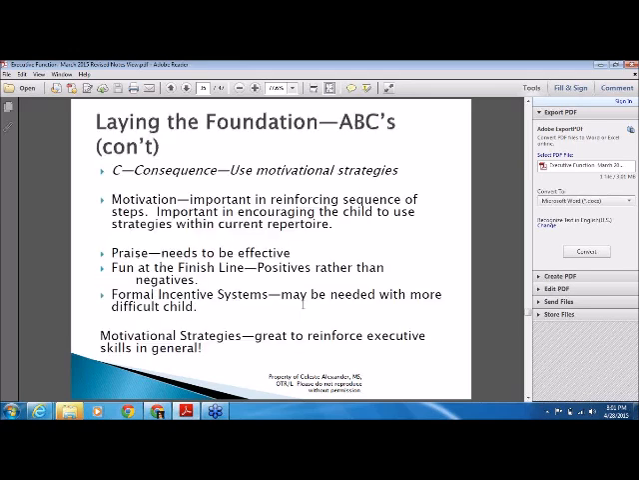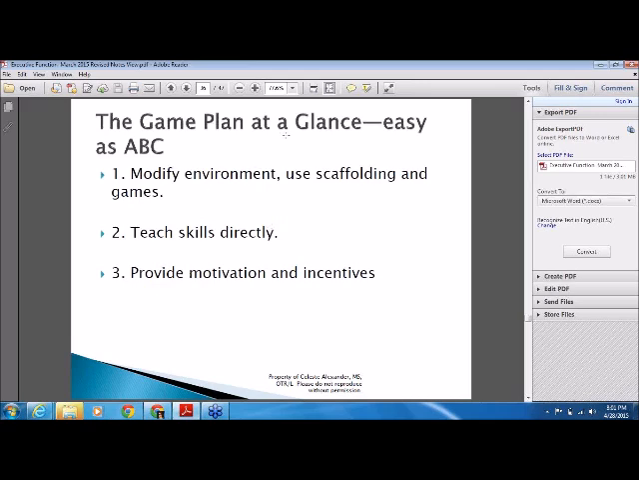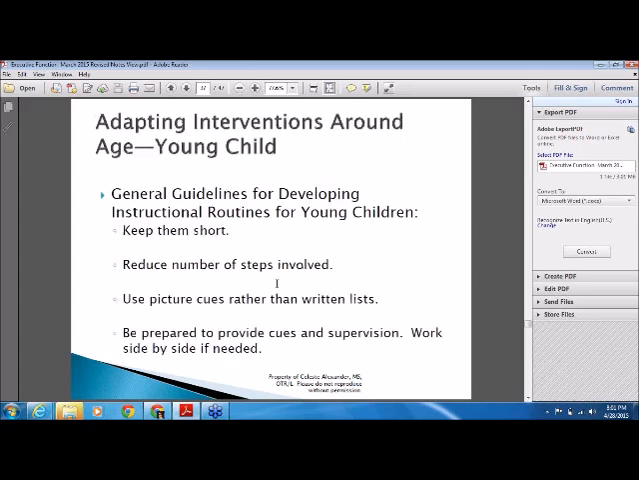And again, motivational strategies are great to reinforce. Okay, so the game plan, it's easy as ABC. You can modify the environment, use scaffolding, games, teach skills directly, and the number one is more informally or naturally. And then 3, providing motivation and incentives. Okay, and this is just a recap slide.